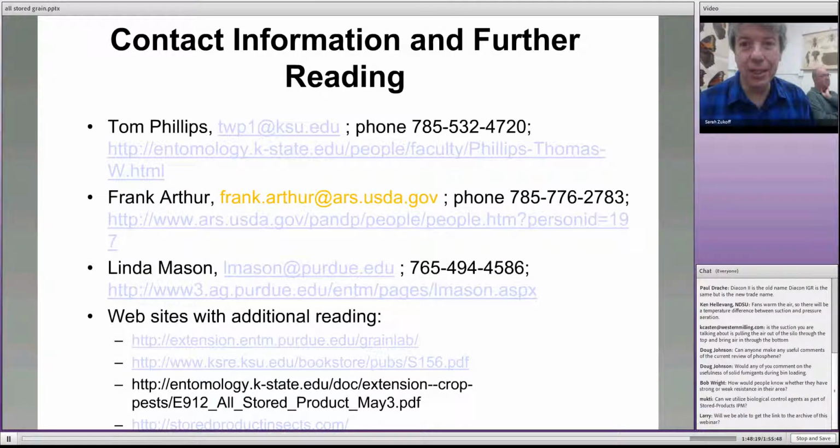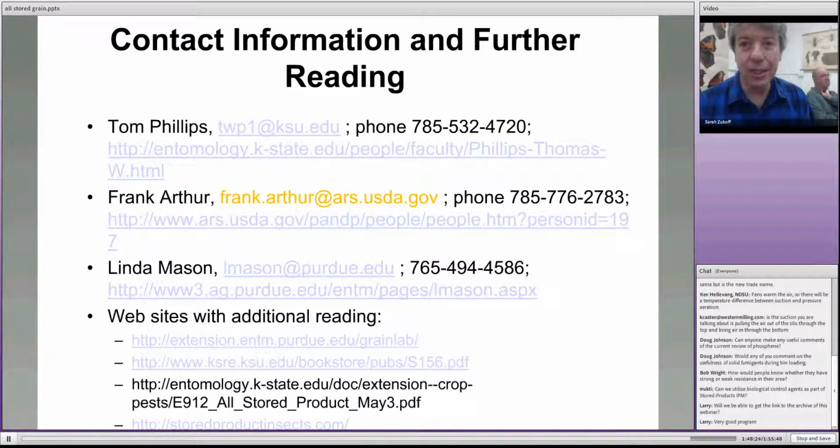So we have one comment that came in, or a question. Would any of you comment on the usefulness of solid fumigants during bin loading? Oh, I'm sorry. Solid fumigants. That is Tom Phillips. So the solid fumigants being the pills and the tablets of aluminum phosphide, that's pretty much how people add it to grain. Okay, maybe back up a little bit.